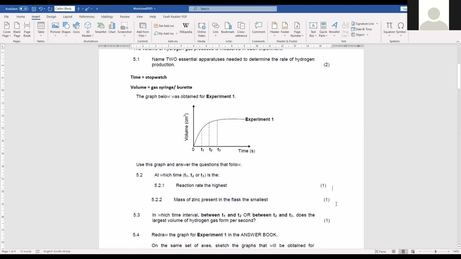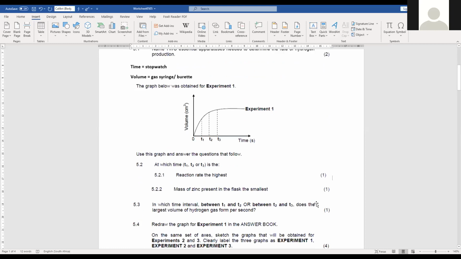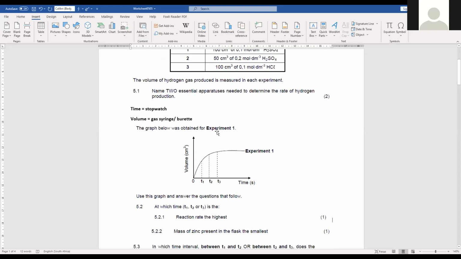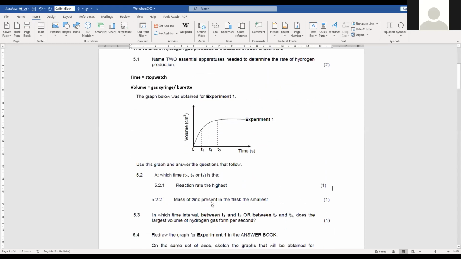Okay, then they tell us the graph below was obtained for experiment 1. So if you go look, experiment 1 is 100 cubic centimeters of 0.1 moles per decimeter cube sulfuric acid that was added to your zinc. And they say use the graph to answer the question that follows. So then the first question they ask you is, at which time T1, T2, T3 is the reaction rate the highest?